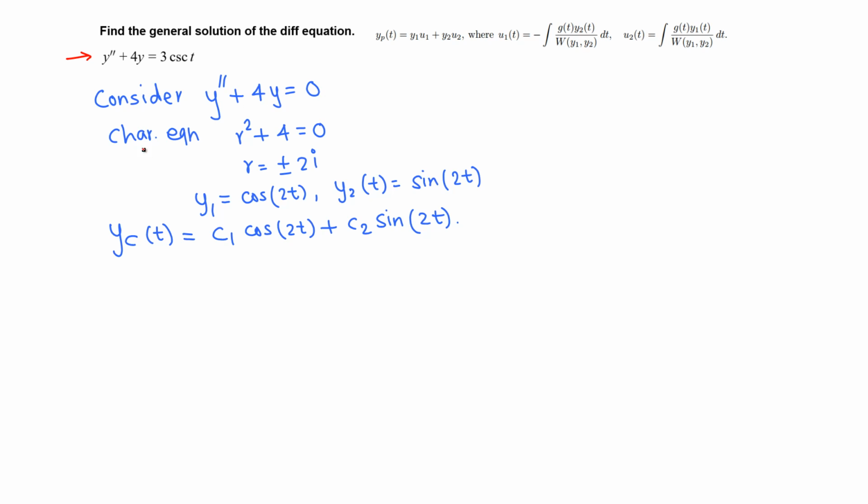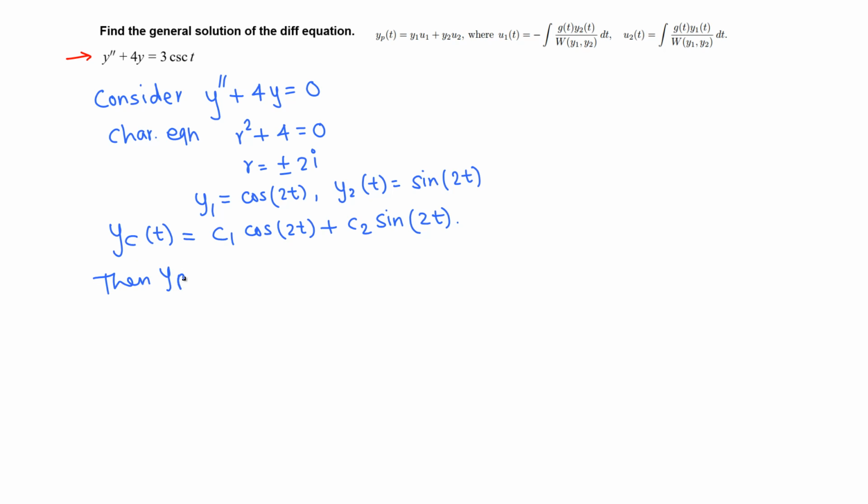To find the solution, we find the characteristic equation, which is r squared plus 4 equals 0. Solve for r, we get plus minus 2i. Based on these roots, we get cosine 2t and sine 2t as solutions, and their linear combination is the complementary solution. Now we need to find a particular solution.